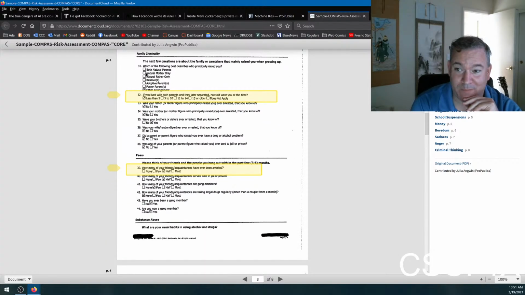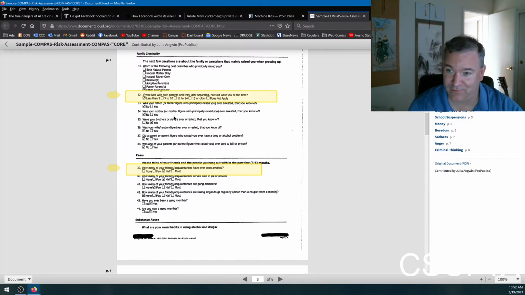Who raised you? One parent? Two parents? If you lived with both parents and they separated, how old were you? Was your mother ever arrested? Yeah. So if you're going to be throwing people in prison longer because they're using this in their analysis, right? Based on if your parents were arrested, that has nothing to do with you, right? That has to do with your parents, right? Or your wife, or your brothers and your sisters, right?